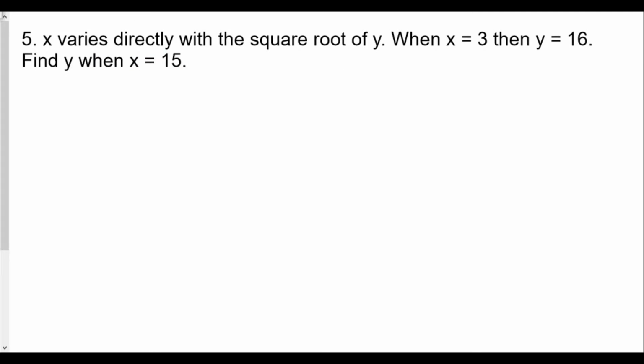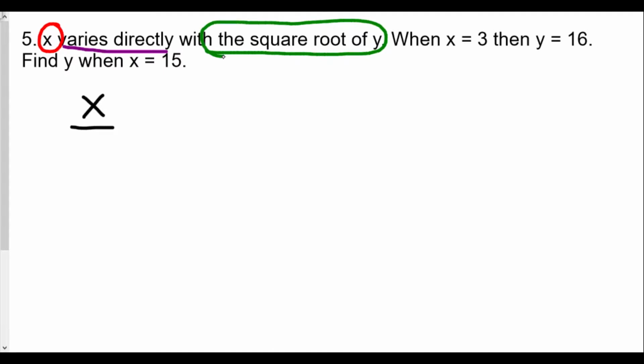Now for number 5. x varies directly with the square root of y. Now this is a little tricky. When we see varies directly, we're going to have a proportion, which really is saying two ratios equal to each other. The first item we have is x, so that belongs in the numerator. Varies directly with the square root of y. Now, not y, but the square root of y. And so we would have x over the square root of y.